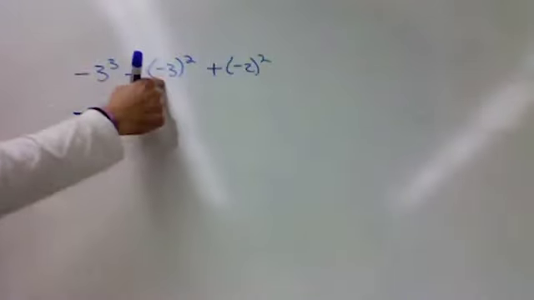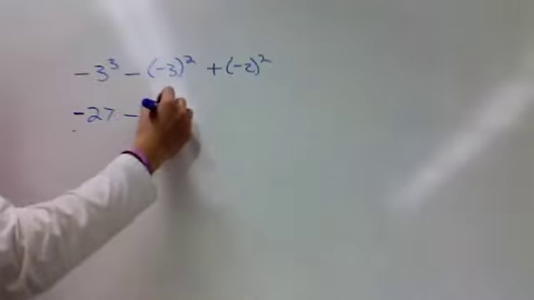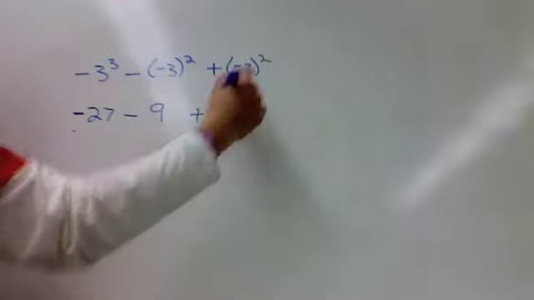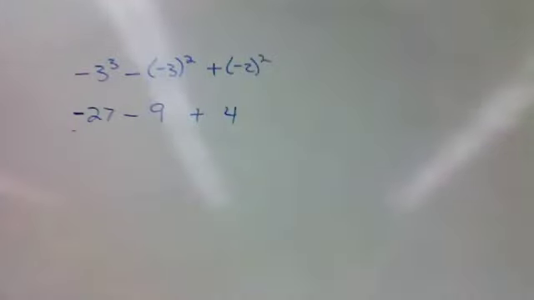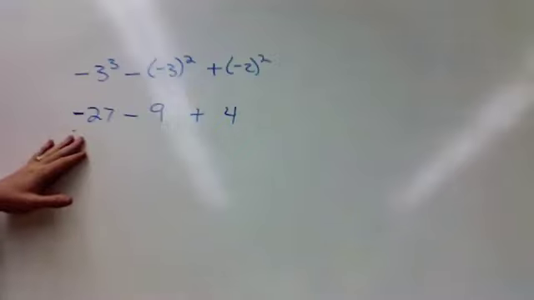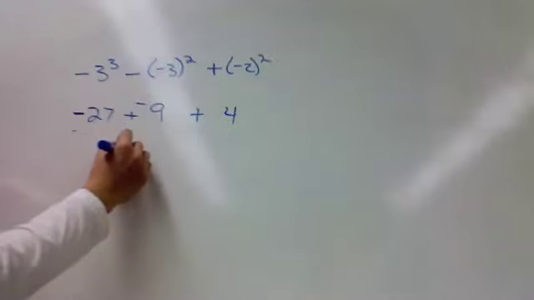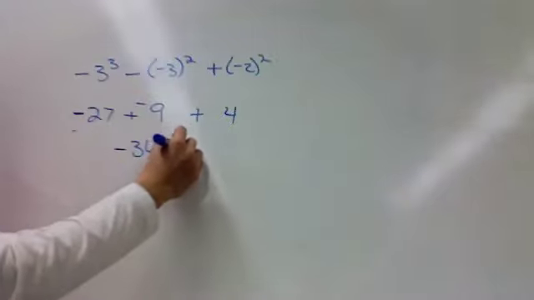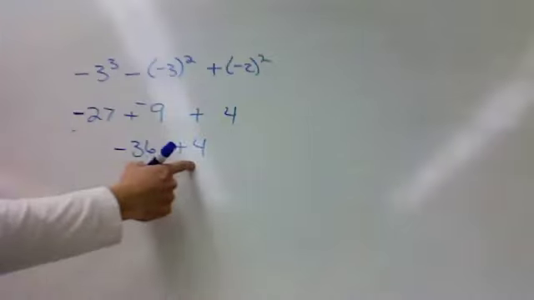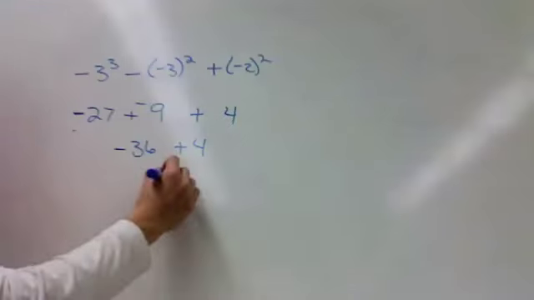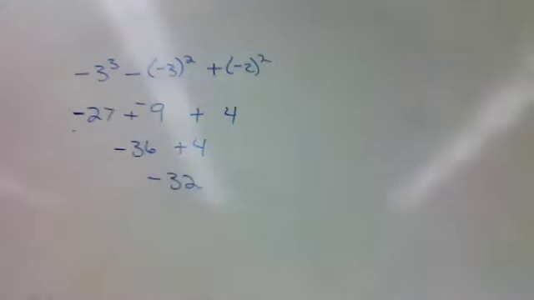Then we have a negative 3 in parentheses squared, which is going to be 9, and then plus our negative 2 in parentheses squared is going to be 4. So now we simply go ahead and finish solving our problem. Negative 27 minus 9 is going to be negative 36, plus 4, where we go back to the right 4 spots on the number line. So our final answer is going to be negative 32.